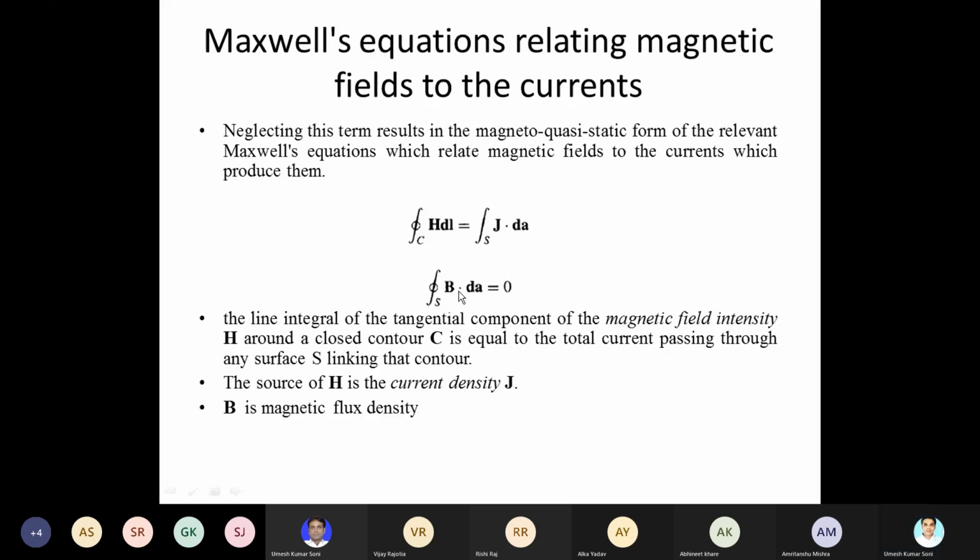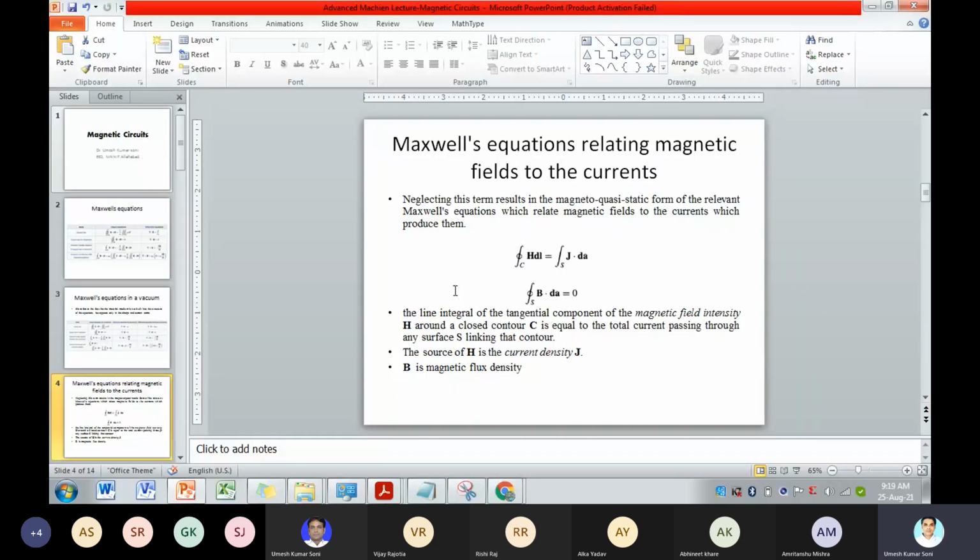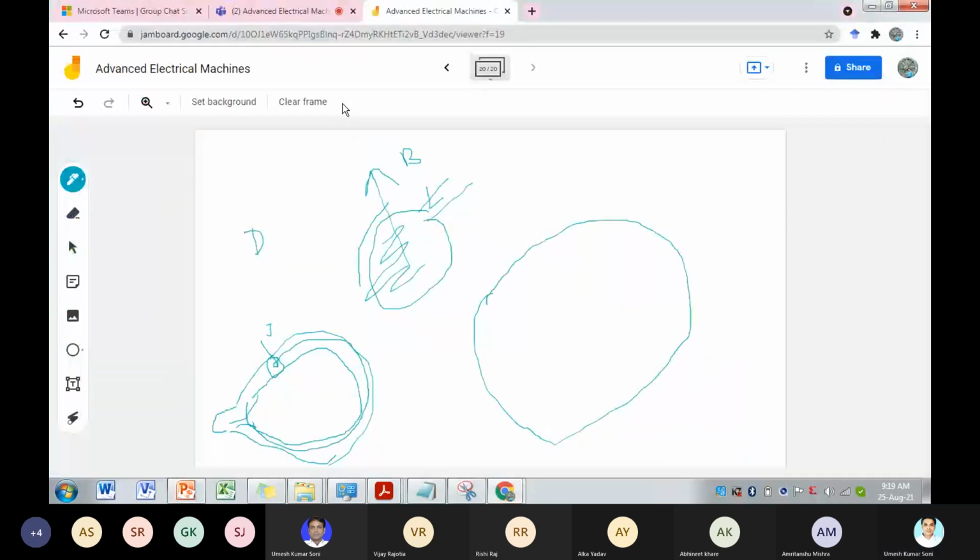integral of the flux density is 0. So here, as you can see, if any coil is there, all the flux going outside from this coil, from any path, will return to the coil. Okay, clear?